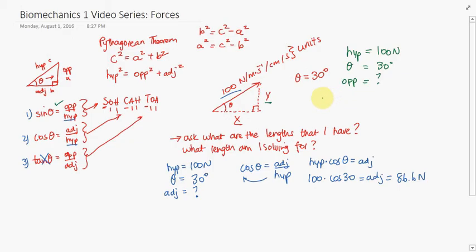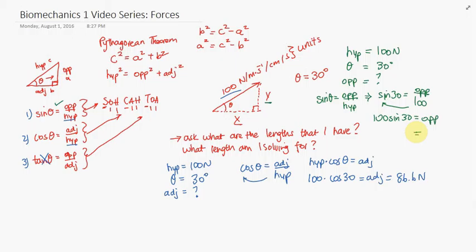So if I just had to rewrite this, I would say that the sine of the angle is equal to the opposite divided by the hypotenuse, which I could then write as the sine of 30 is equal to the opposite divided by 100. Well, I can bring the 100 up to that side, so that would look like this: the opposite is equal to 100 times the sine of 30, which is going to be 50.